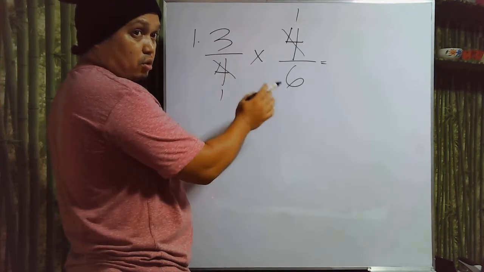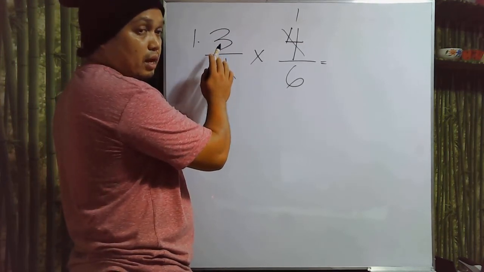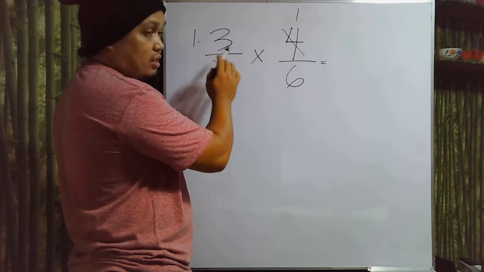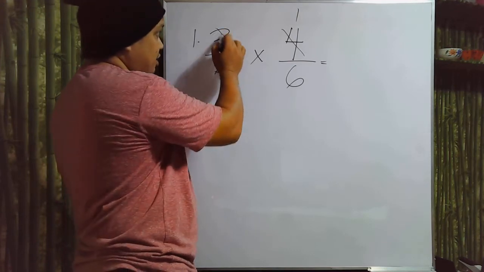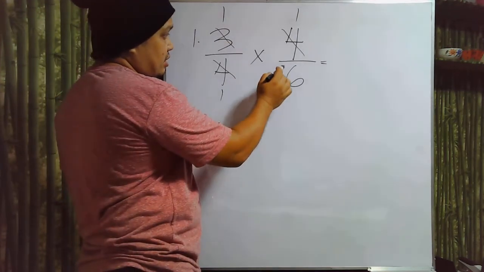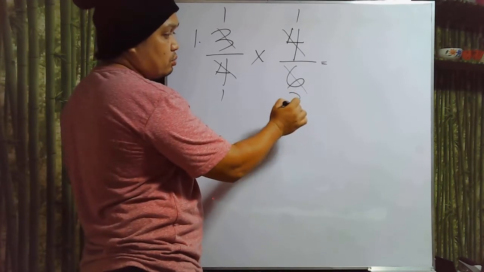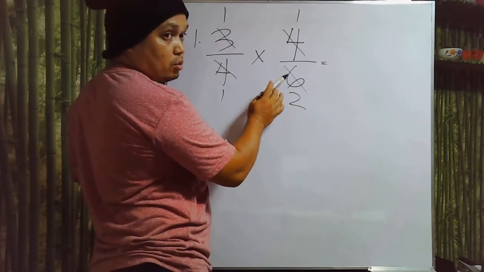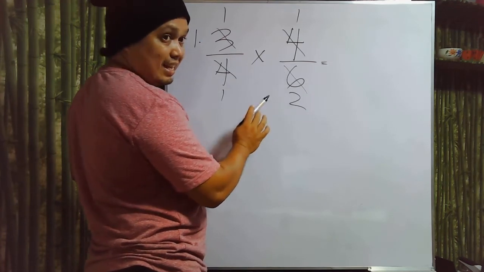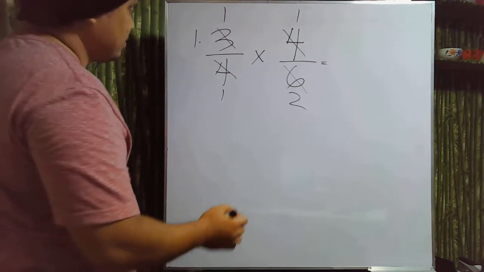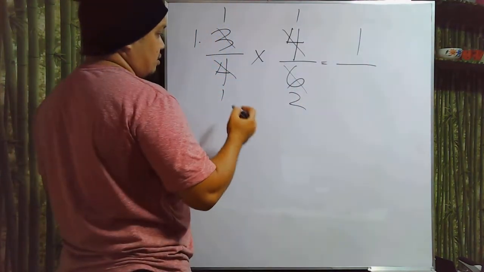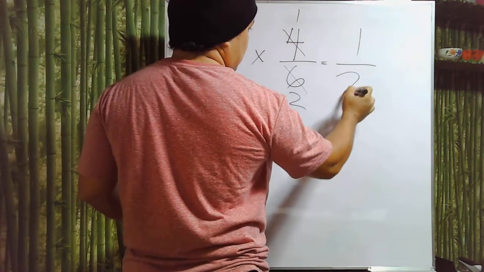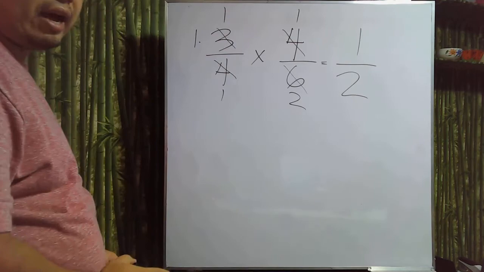If you do this cross, you can divide them both by 3. Why? Because they are both divisible by 3. So if you divide them, 3 divided by 3 is 1, while 6 divided by 3 is 2. Okay, so 6 here is no longer 6, it's 2, because we have cancelled. So if we multiply now, 1 times 1 is 1, and 1 times 2 is 2. So for our answer, that's 1/2. So answer number 1 is 1/2.